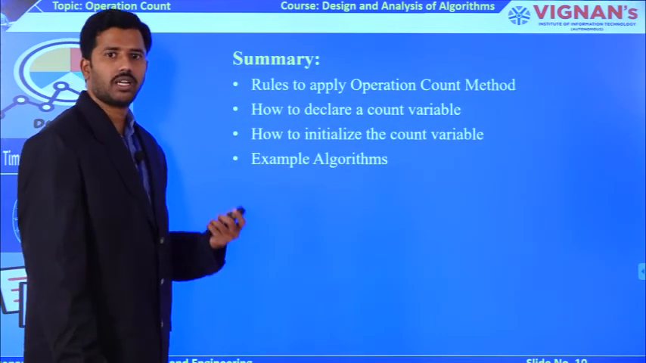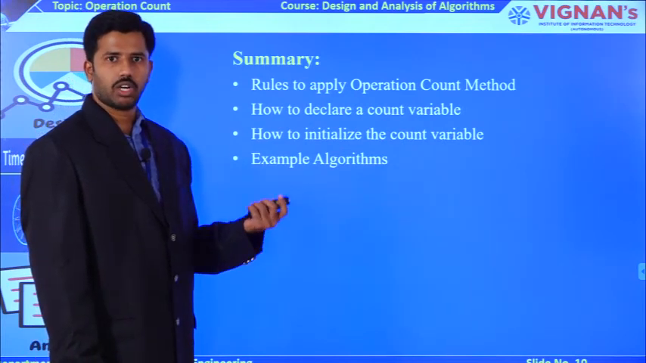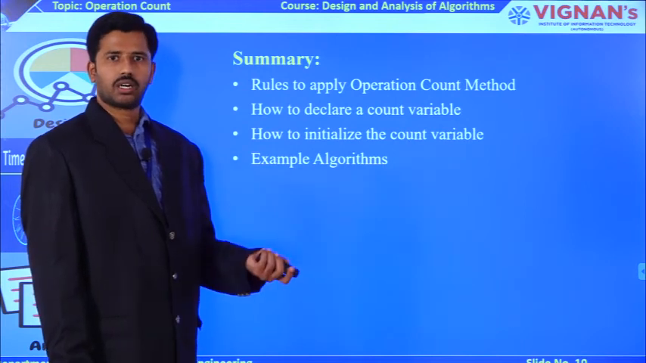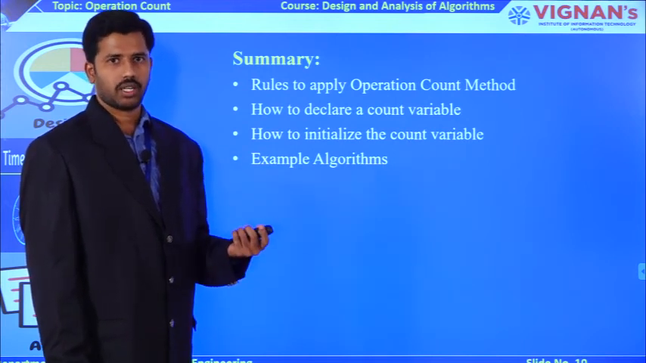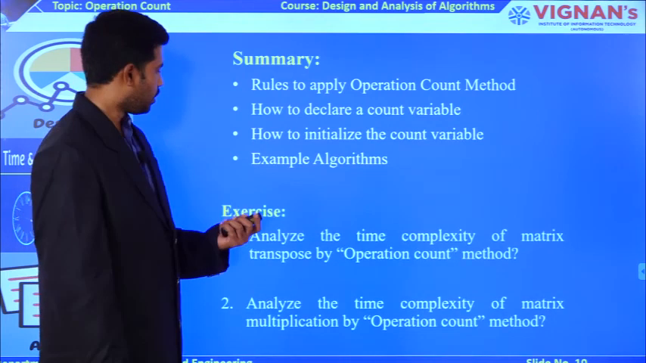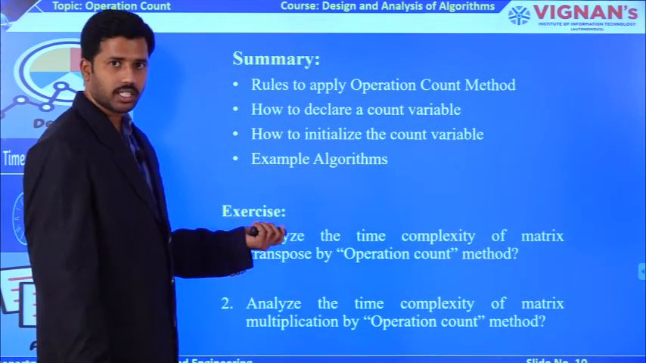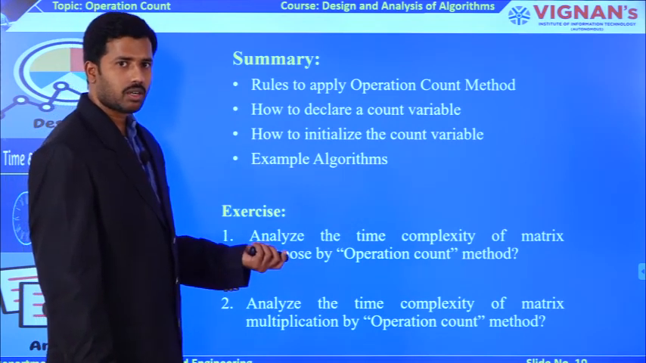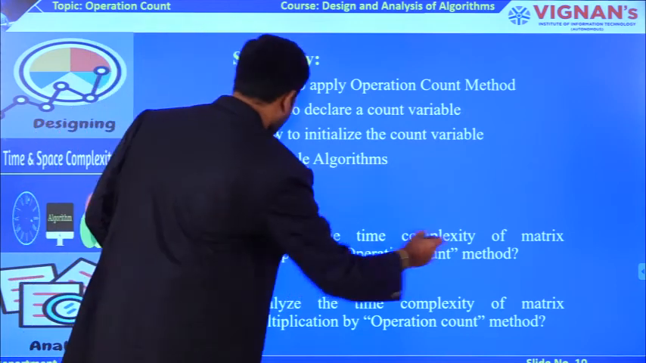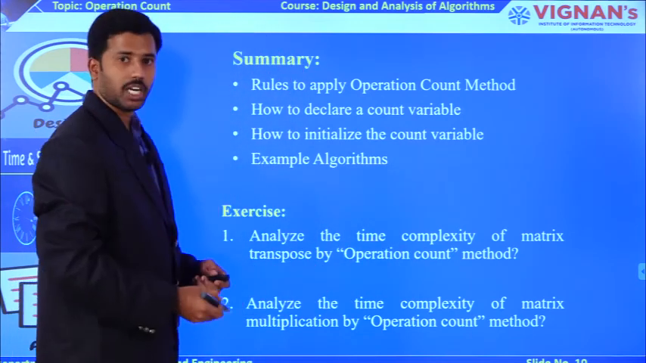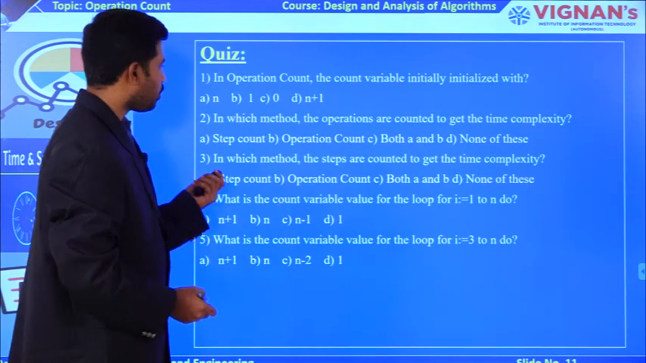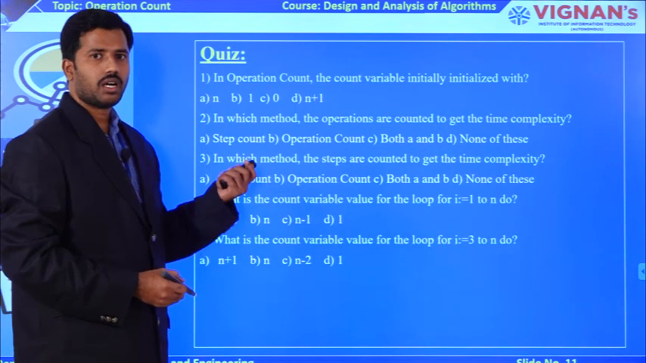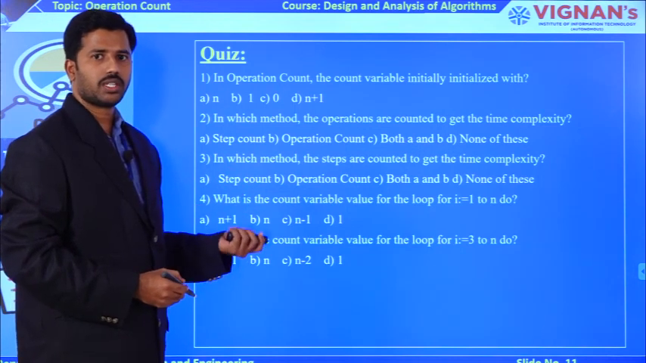As of now we have seen how the operation count method works, how to initialize the count variable, how to update the count variable, and how to get the total time complexity with the help of some examples. Try to take this one as an assignment: find the time complexity with the help of the operation count method for the matrix transpose algorithm as well as the matrix multiplication algorithm. This is going to be your quiz. Try to note down these questions, and we will discuss the solutions for these questions in the class itself.